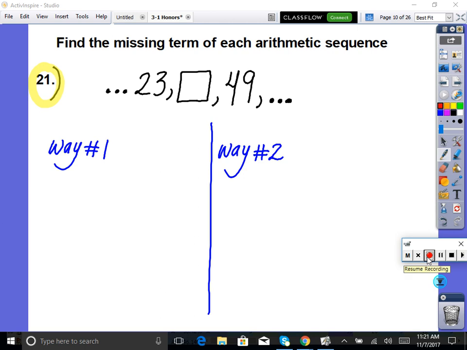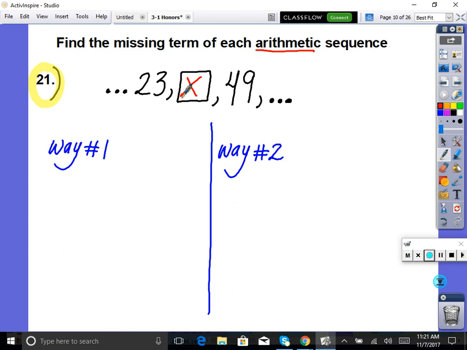Okay, so it says find the missing term of each arithmetic sequence. Notice it told us it was arithmetic. So there's two ways to do this. I'm going to show you both because I think both are very useful for different types of problems. So everybody watch, because you're going to pick the way you like most. Way number one would be to set up a true statement. We don't know what this value is, so I'm going to call it x.